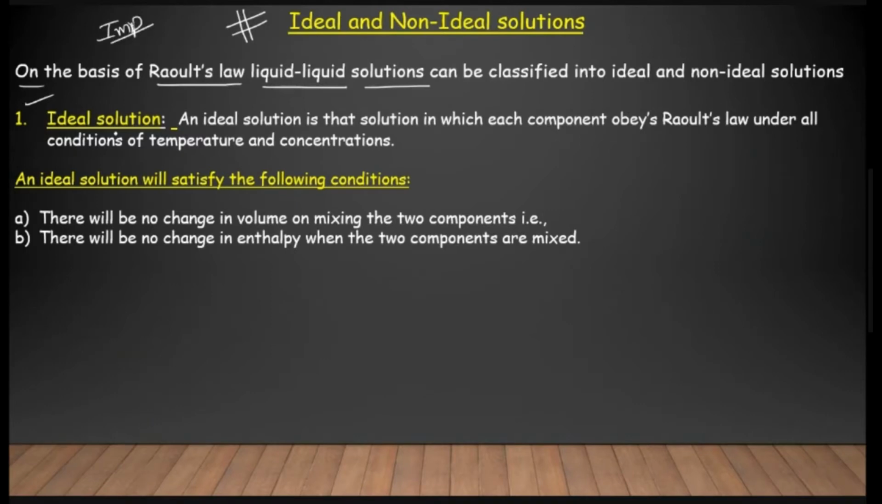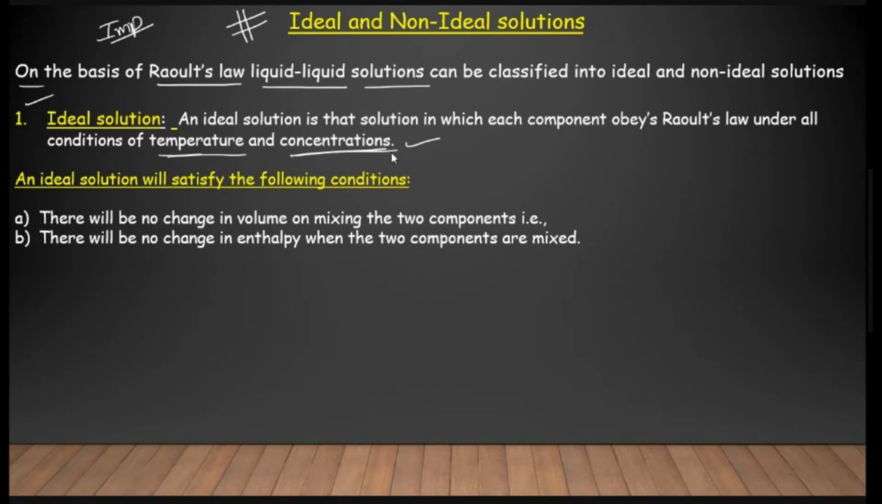Okay, so ideal solution. How do you define an ideal solution? An ideal solution is that solution in which each component obeys Raoult's law under all conditions of temperature and concentration. So when you take a liquid type of solution, if you have a number of components, each component has to obey Raoult's law under any kind of temperature and concentration. This is very important, the temperature and concentration. Only then we call such a solution an ideal solution.